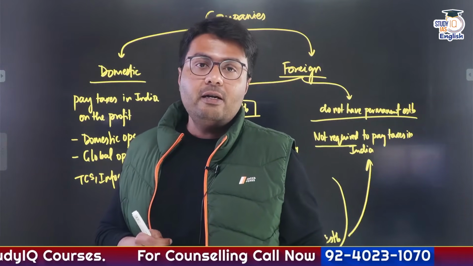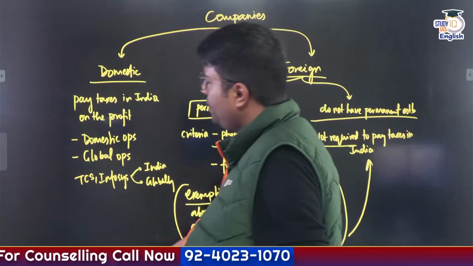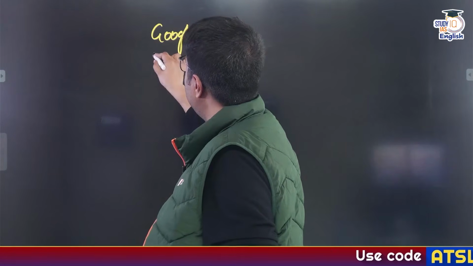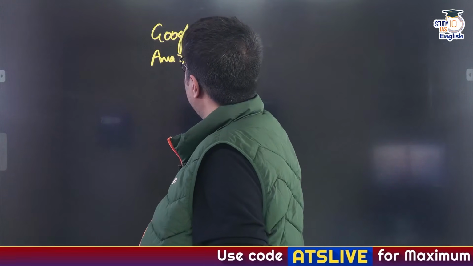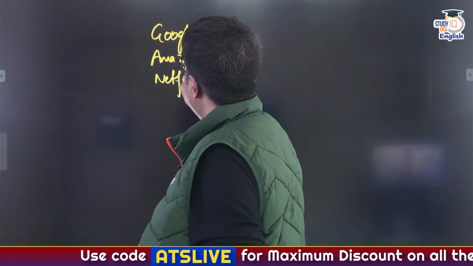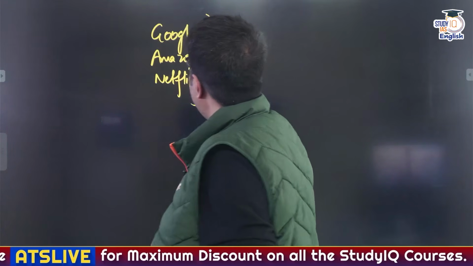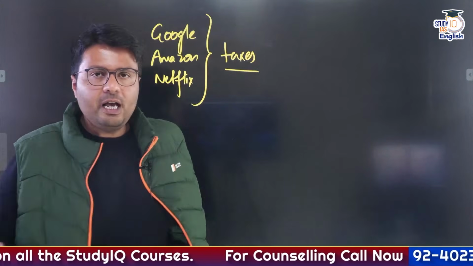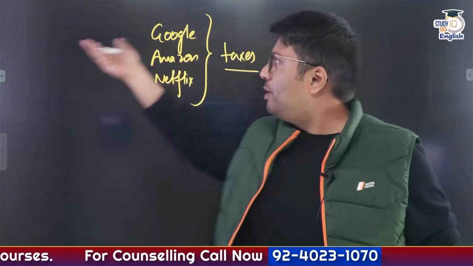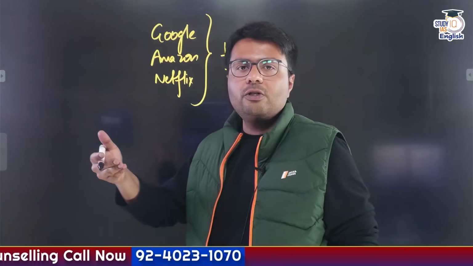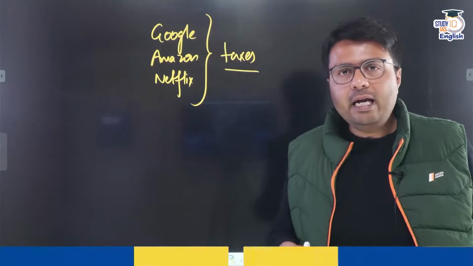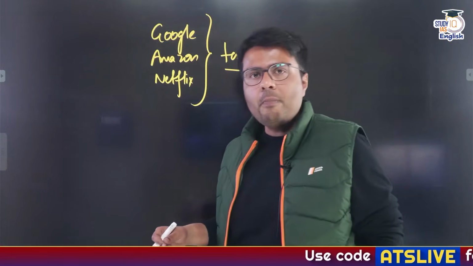And this becomes very interesting. Now let me talk about a few foreign companies who operate in India. You may have heard about them: Google, Amazon, Netflix. Do you think these companies pay taxes in India? You may agree that yes, they have to pay taxes in India because they have offices in India. For example, Google has offices in Hyderabad and Gurgaon. Amazon has offices in Hyderabad and Bangalore. Similarly, Netflix may have an office in Mumbai.